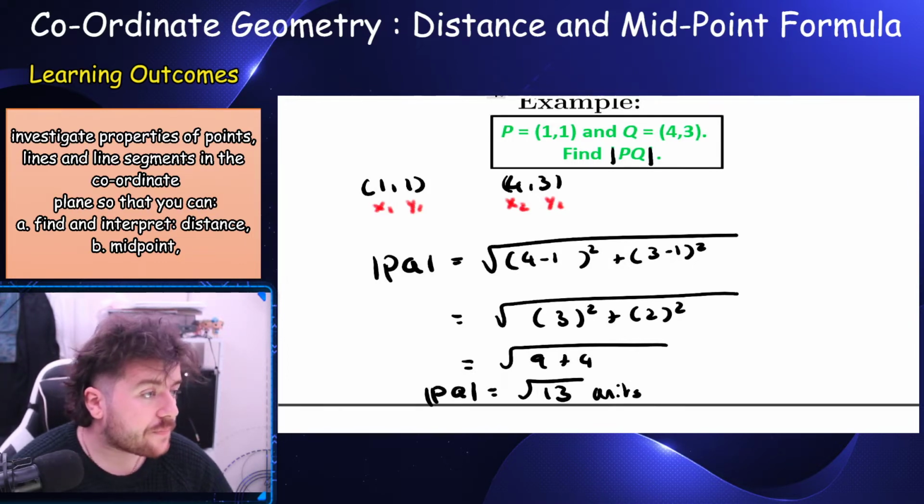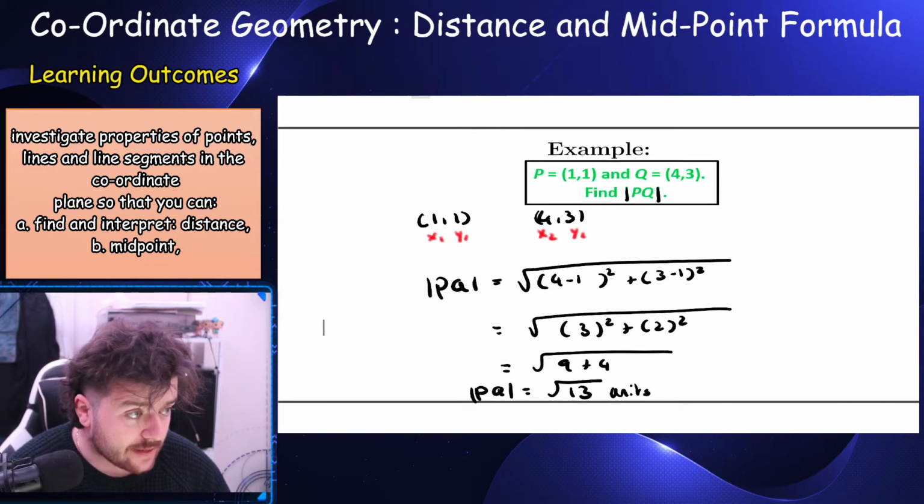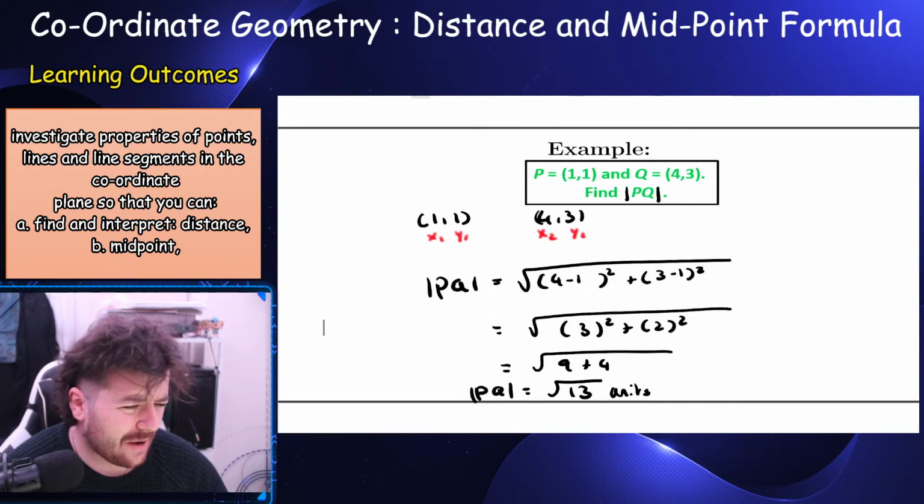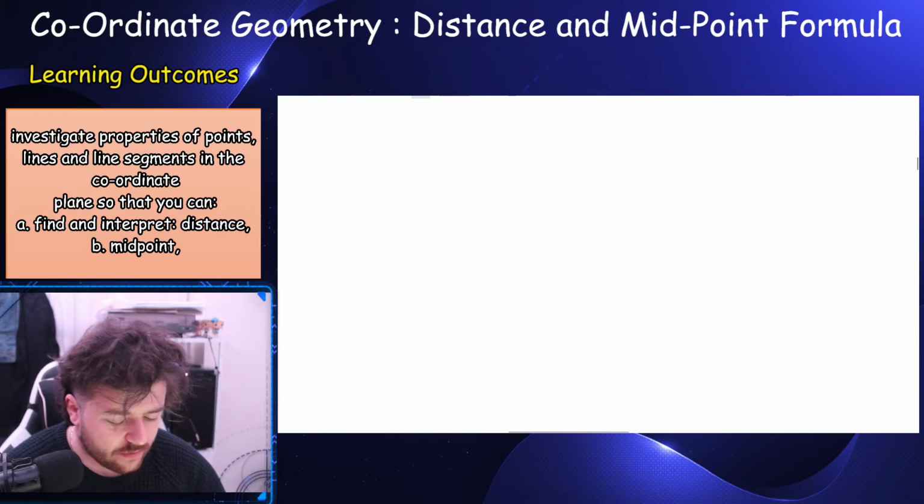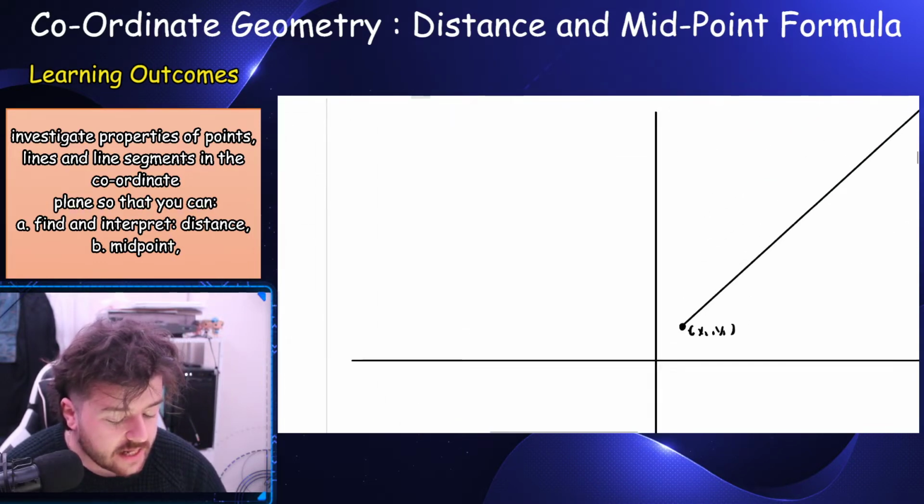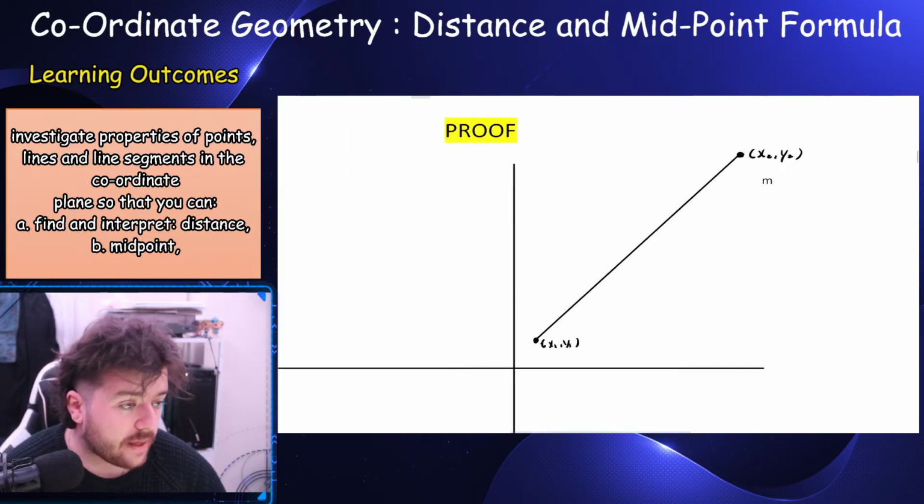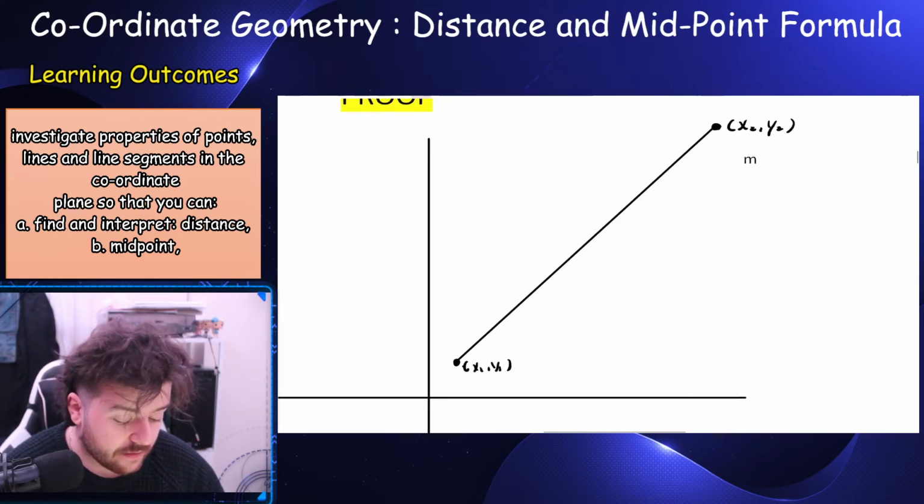Yeah? So you might be asking yourself, where are we getting this distance formula from, right? So I'll go over the proof for it now. The distance formula proof comes from Pythagoras' theorem. So it derives from that.